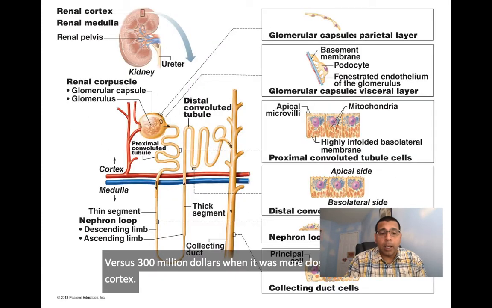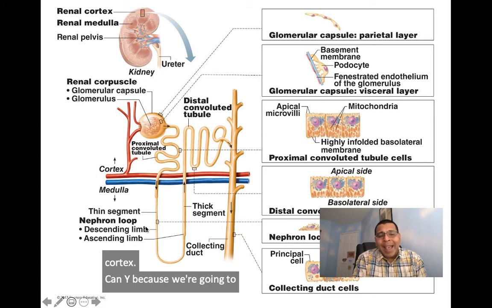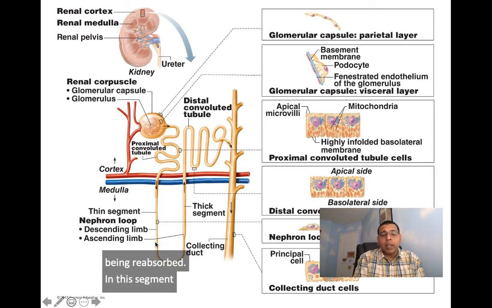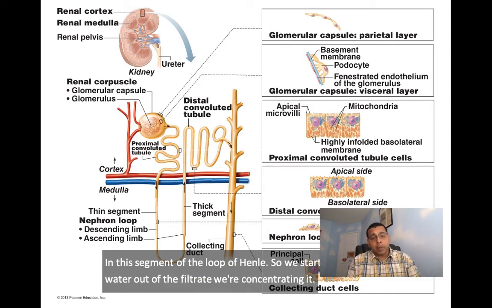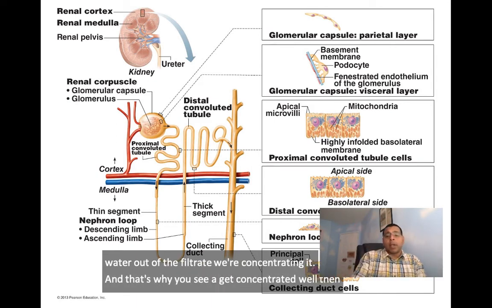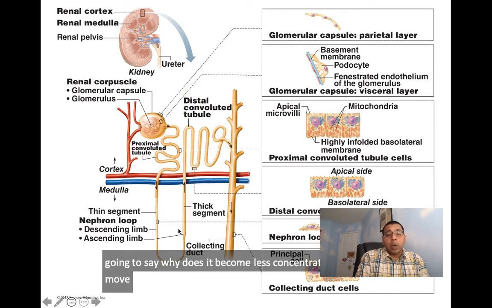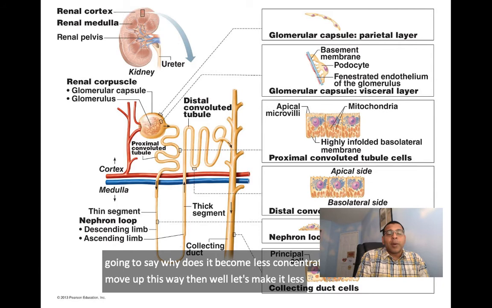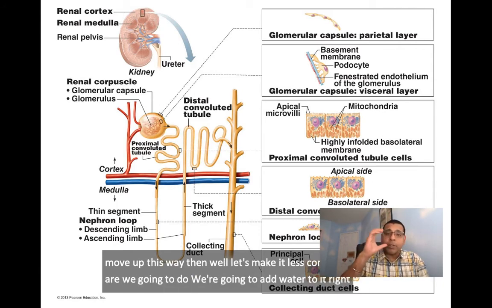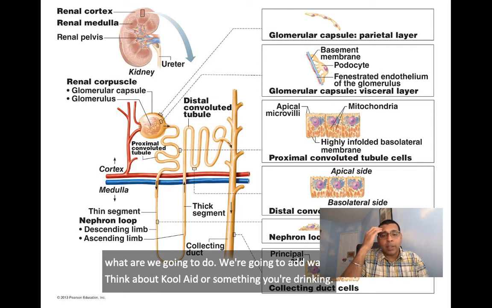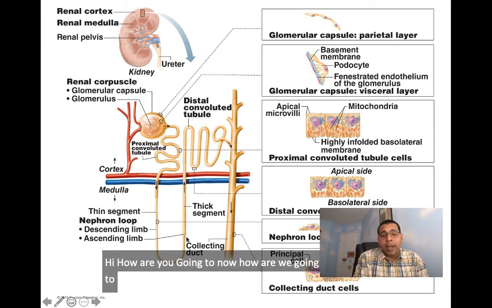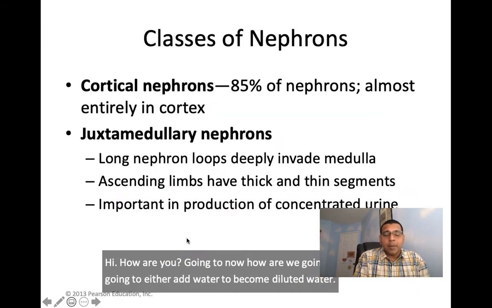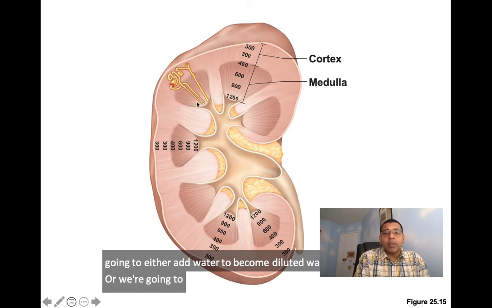Again, why? Because we're going to have water being reabsorbed in this segment of the loop of Henle. When we reabsorb water out of the filtrate, we're concentrating it, and that's why you see it get concentrated. Well, then you're going to say, why does it become less concentrated as we move up this way? To make it less concentrated, what are we going to do? Think about Kool-Aid or something you're drinking, the easiest way to correlate this. We're either going to add water to it, dilute it, or we're going to remove those ions.